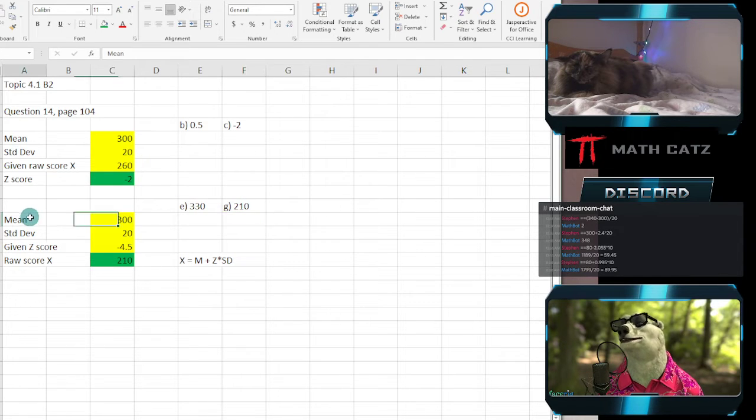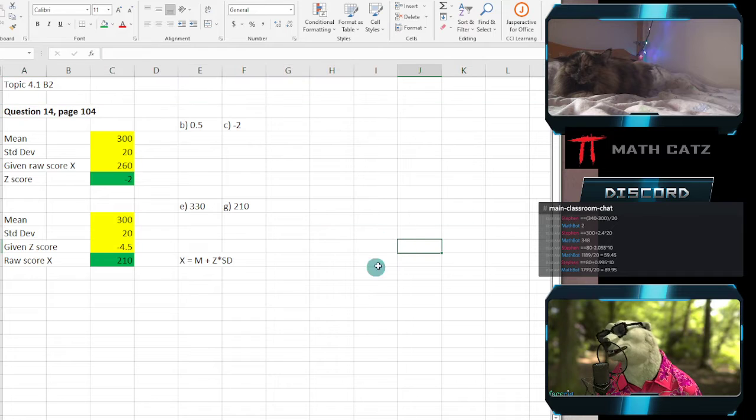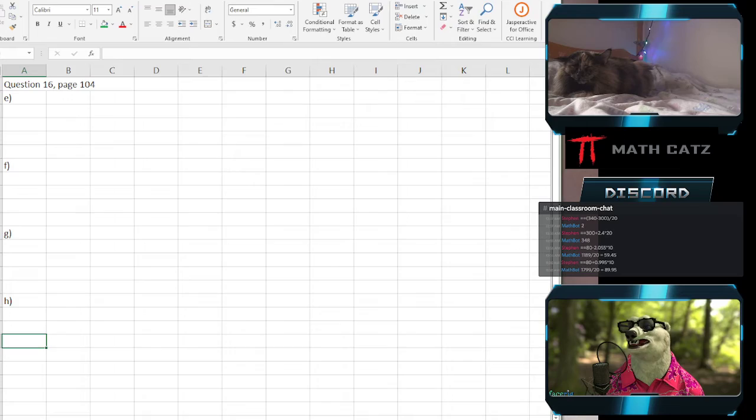So the spreadsheet convenience should become obvious the more we do it, and the more we have to do similar calculations over and over. We don't have to write down all the calculations every single time. All right, so that is question 14. Let's do question 16.